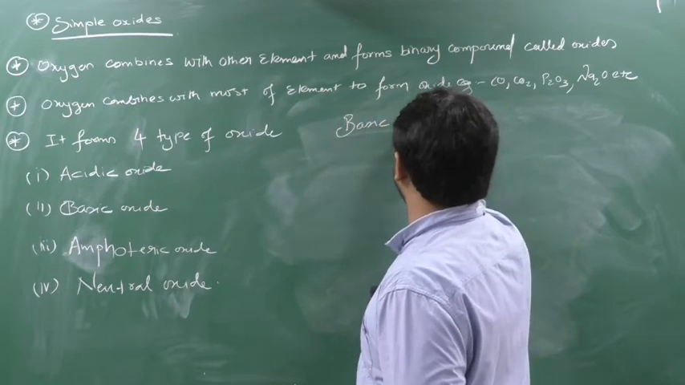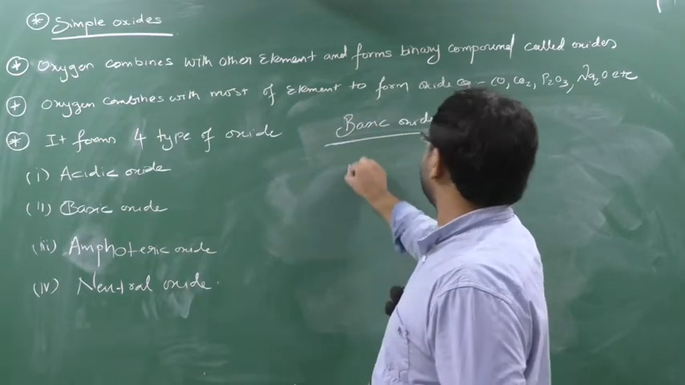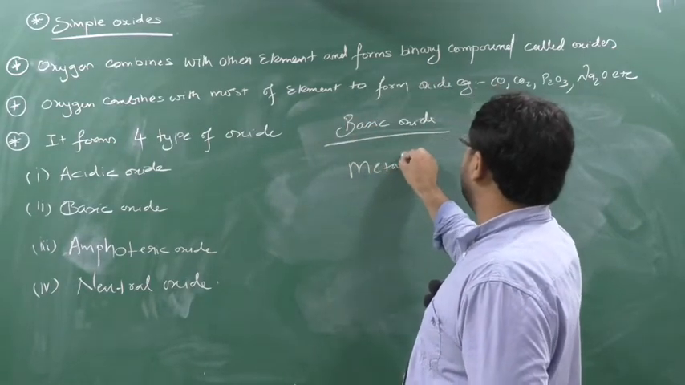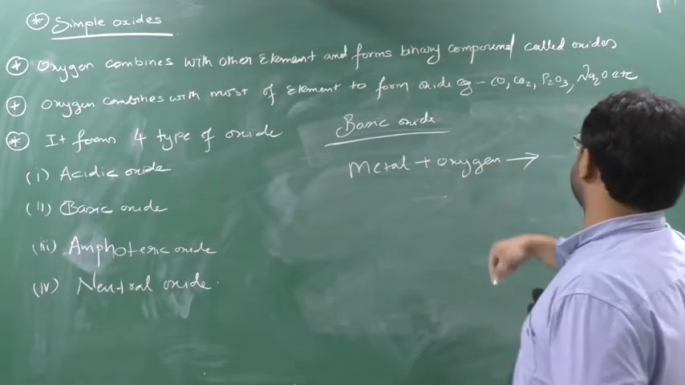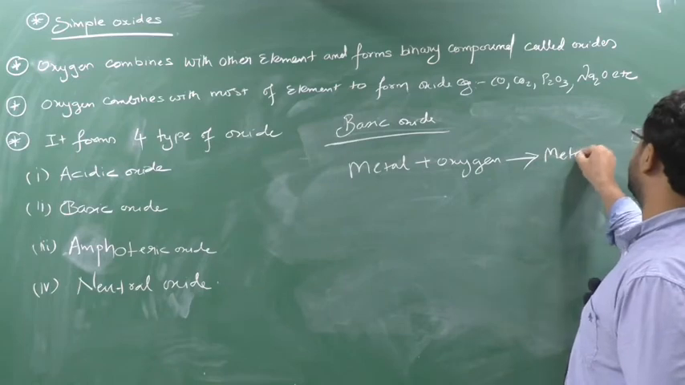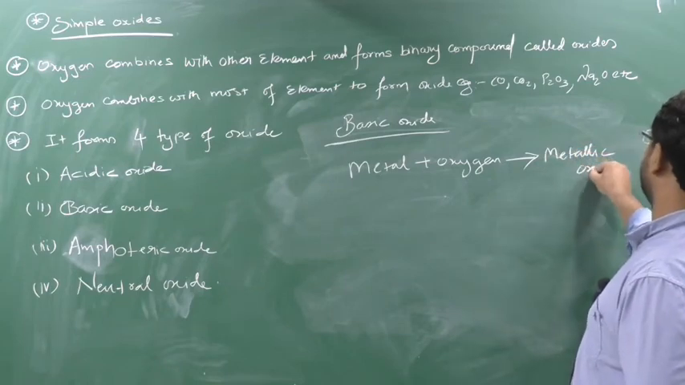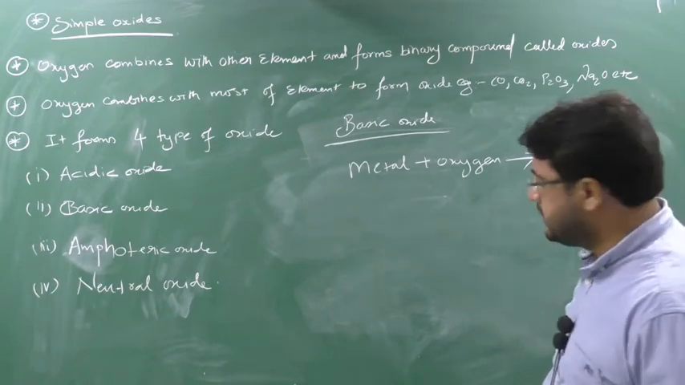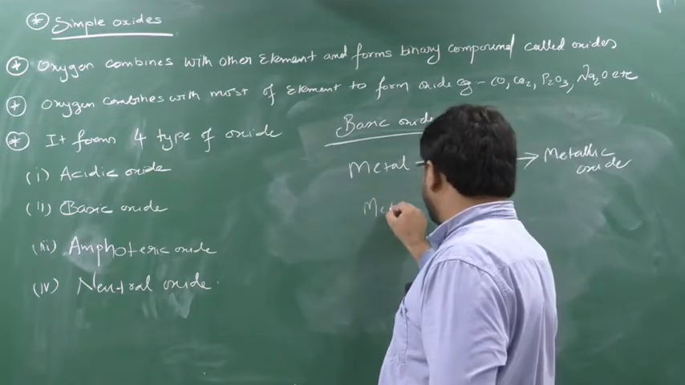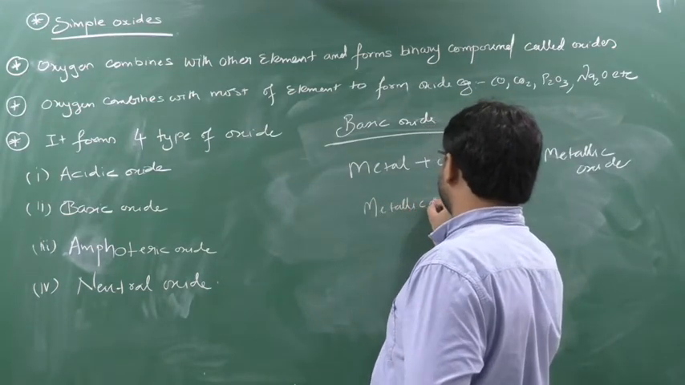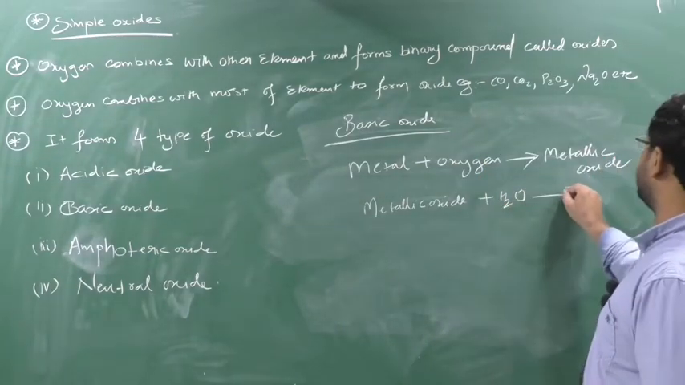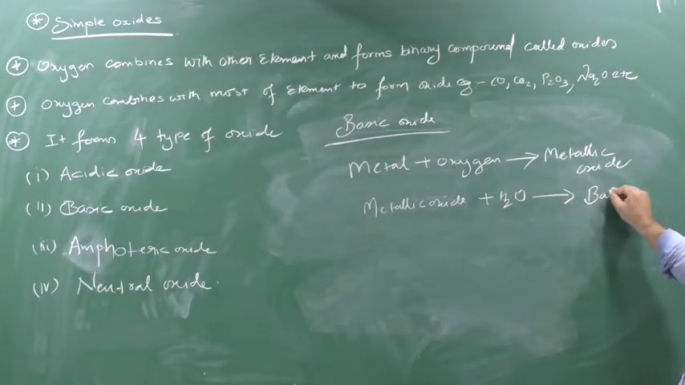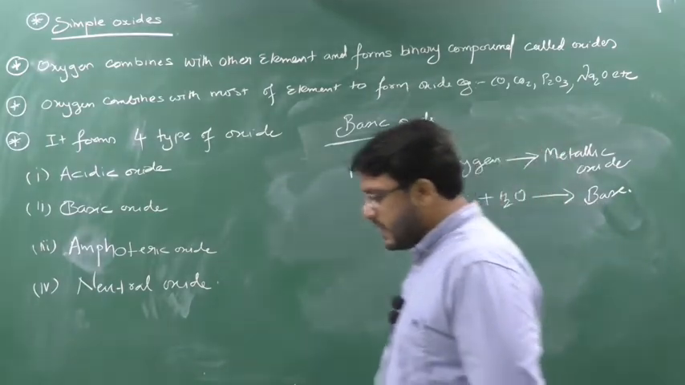Basic oxide. Clear? See, if I react a metal with oxygen, it forms a metallic oxide. It forms what? Metallic oxide. When this metallic oxide dissolves in water, it generates a base. Clear? So we say these are basic.